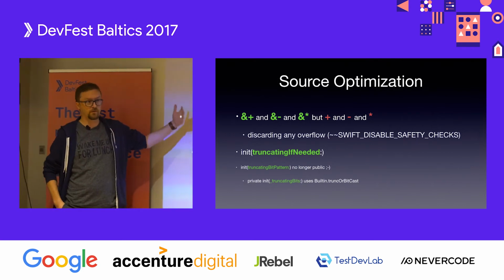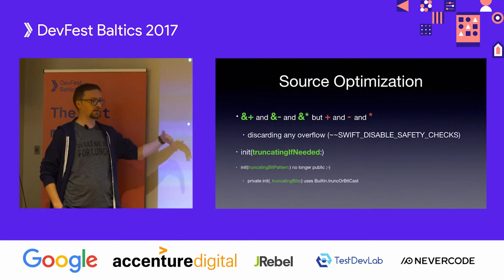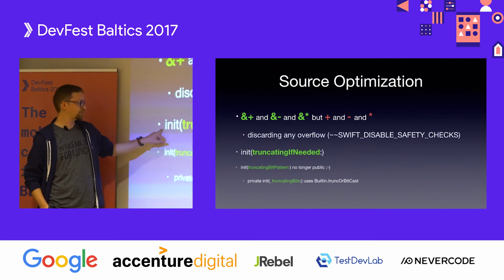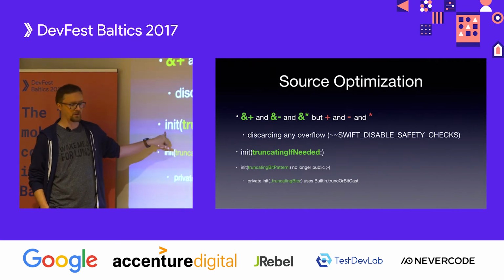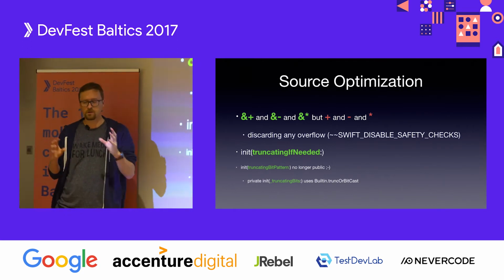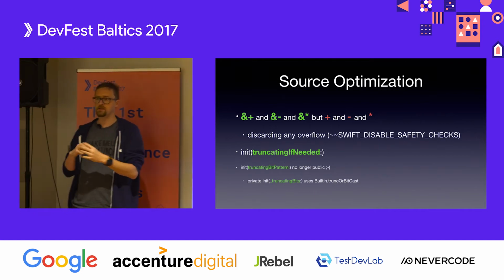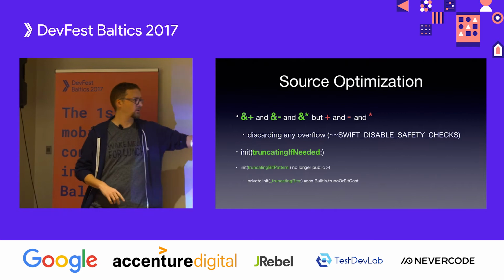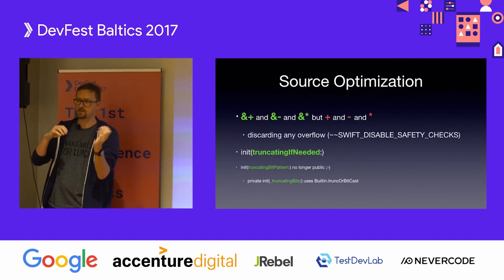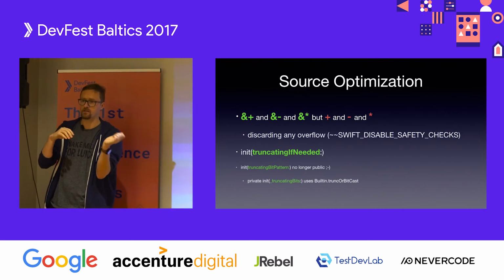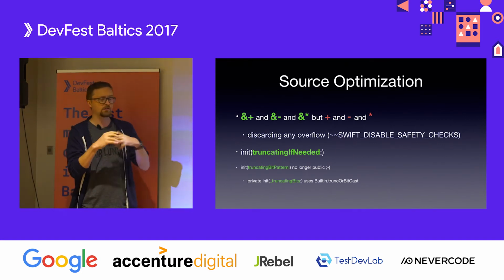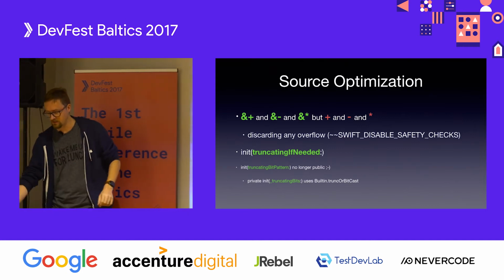There are other functions you can use that are faster versions of normal functions. This init truncating if needed is an initializer from an integer. When you initialize one integer with another, normally there will be checks for overflow, how many bits, how long, and so on. But you can just go with truncating if needed. There's a fast path that will just copy bits, and it's that fast. It translates to one operation in LLVM that probably translates to one operation in assembly at the end. Normally, with the checks, there's more to it.